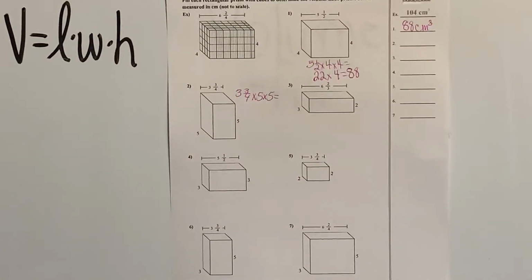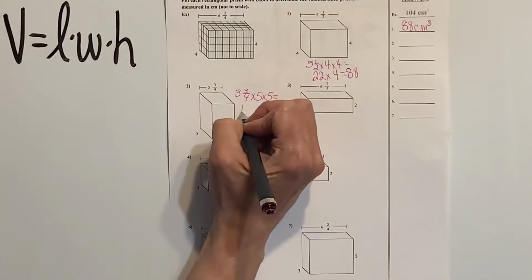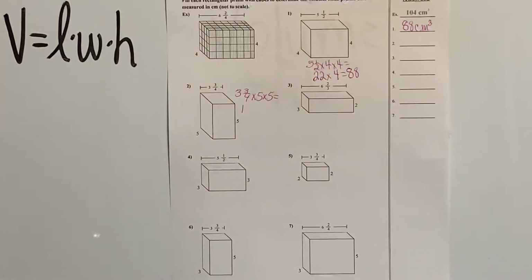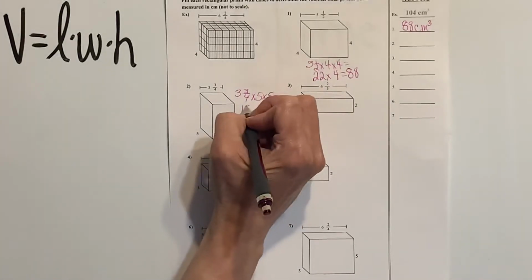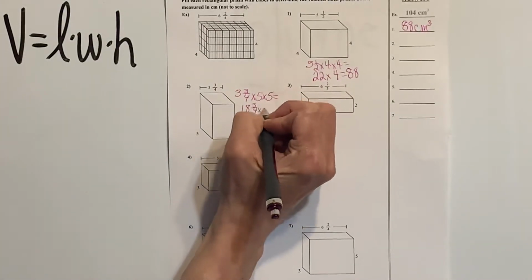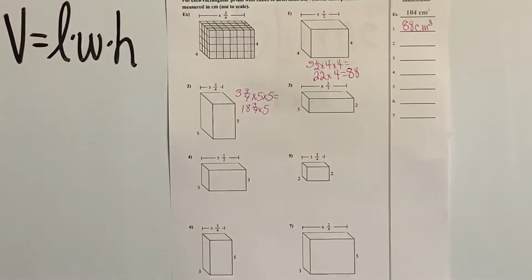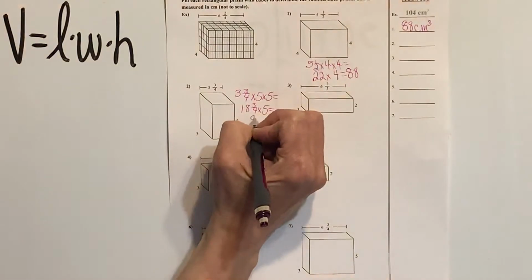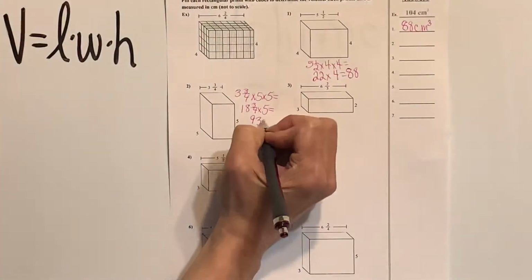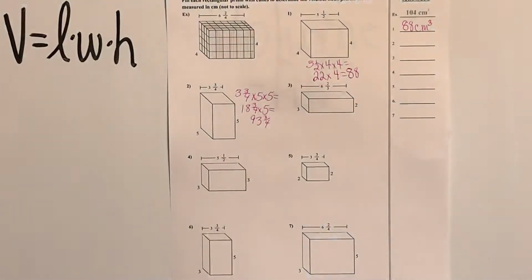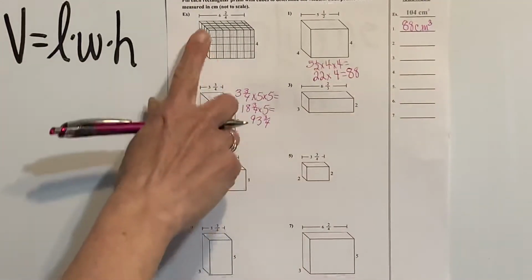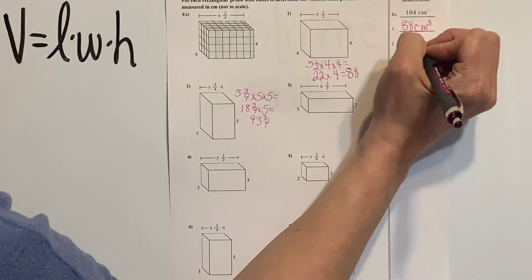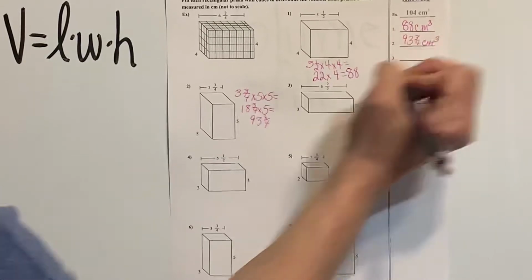So if we keep that in fractional form, we've got 18 3/4 times 5, and then we get a grand total of 93 3/4. And so when we write it over here, don't forget to write your centimeters. So it's 93 3/4 centimeters cubed.